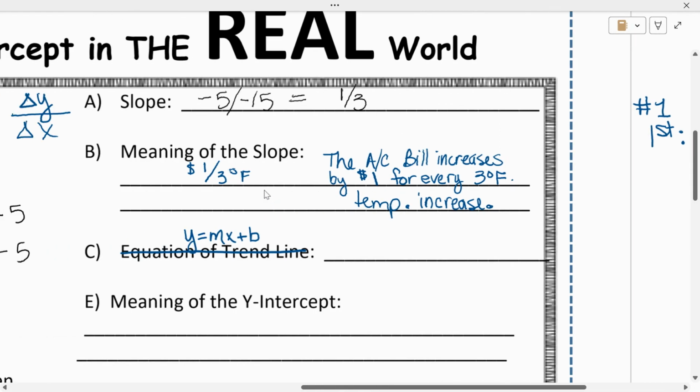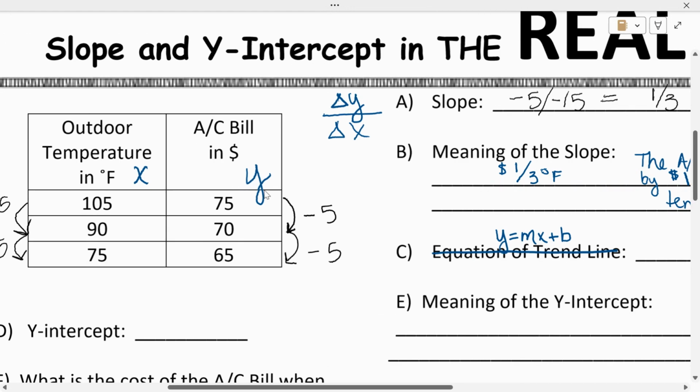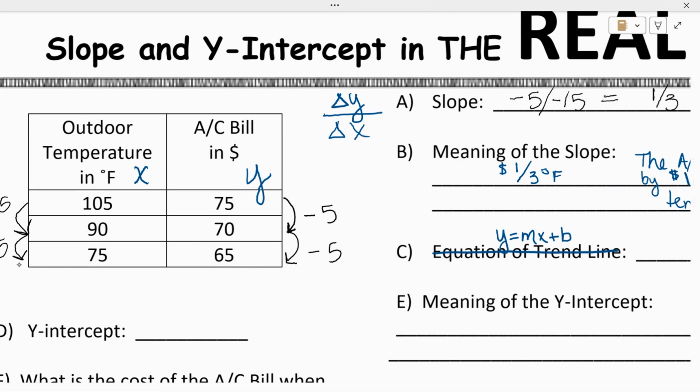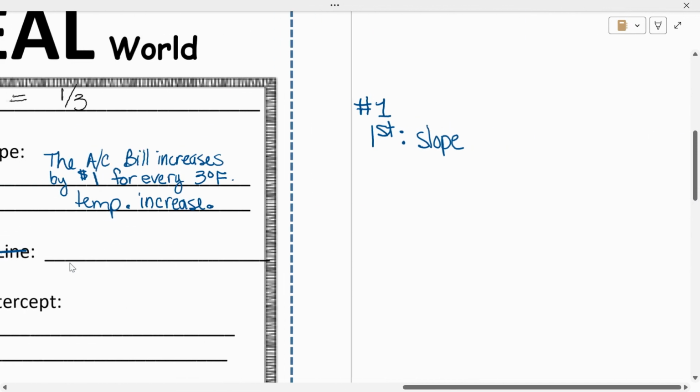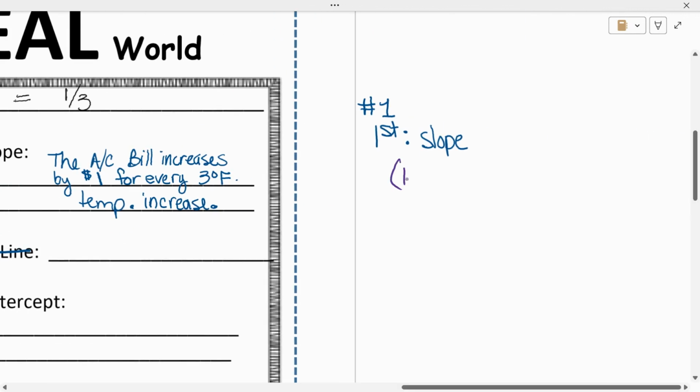So I'm going to look at my table and you guys tell me what two ordered pairs you want to use. Ken, pick one of them. It's the whole ordered pair. So 105.75, you want to use that one? Okay. What's the other one you want to use, Victoria? 75 and 65. Okay. So I have 105.75 and 75.65.